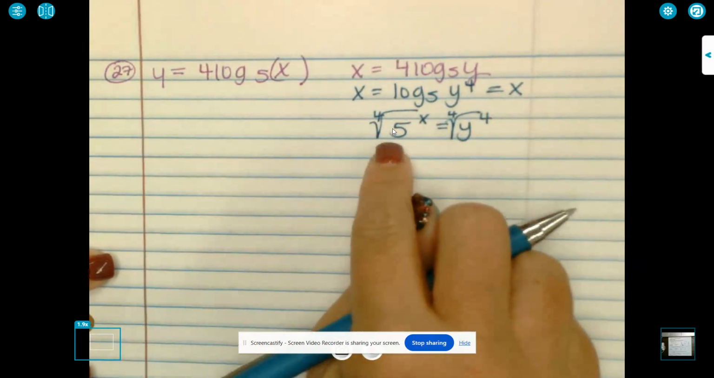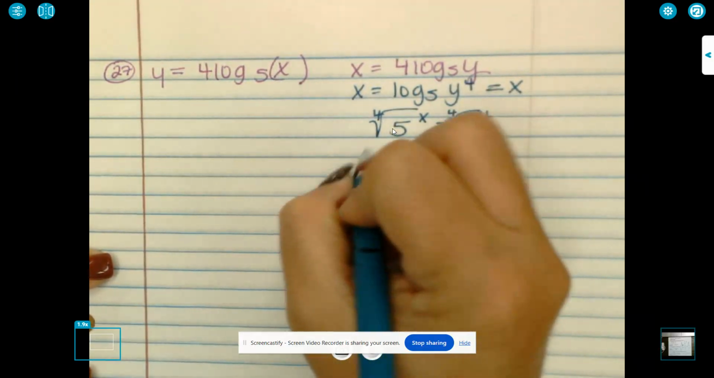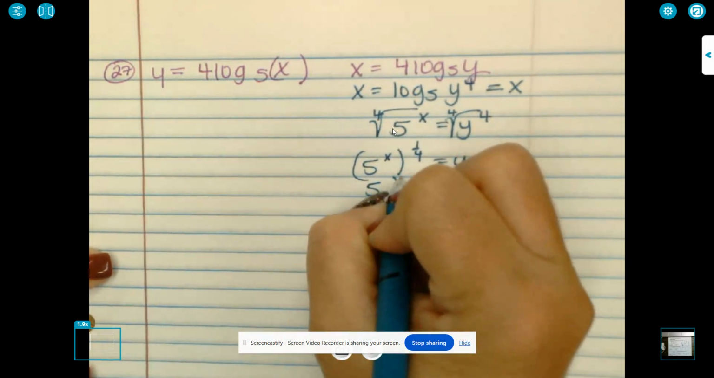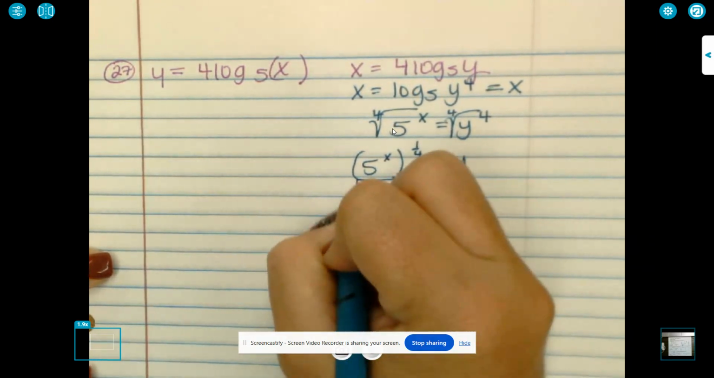obviously we're not going to leave that radical there. So remember, that's like 5 to the x to the 1/4 power, which is the same thing as 5 to the x over 4. Okay, so that is one way we could have done it.